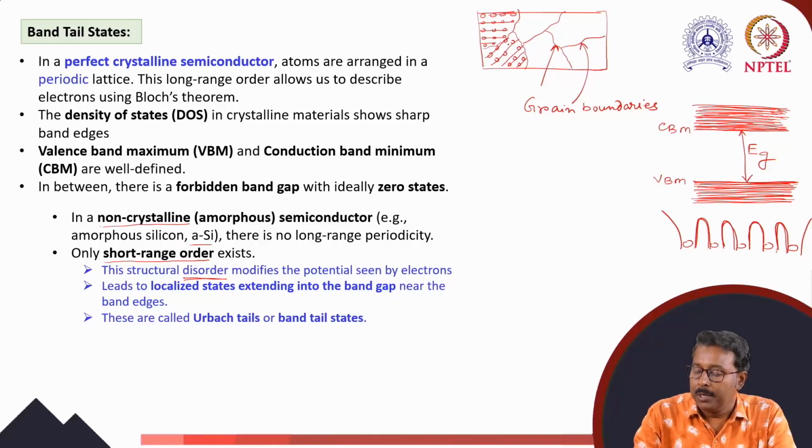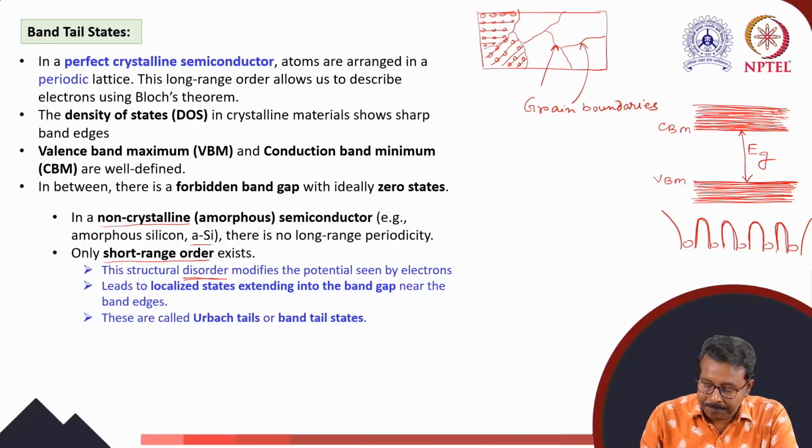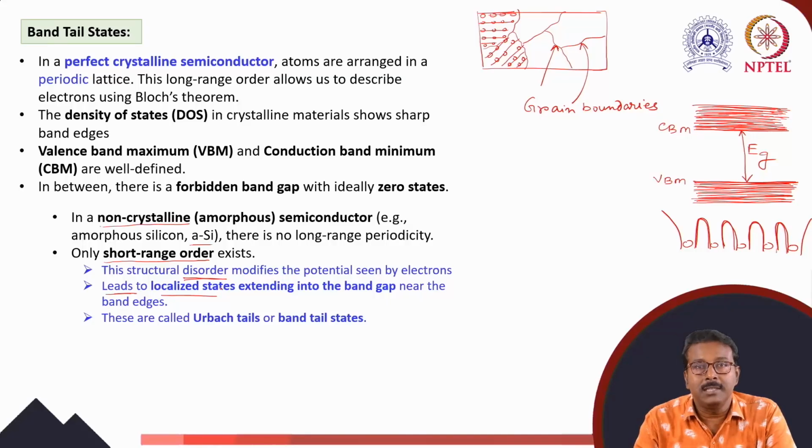But in case of amorphous material, due to short range order, the electron realizes a potential which is not the same in all directions. So ultimately, this leads to localized states. Localized states means these states extend into the band gap and near the band edges. That means now some energy states will be available near the edge and within the forbidden gap.